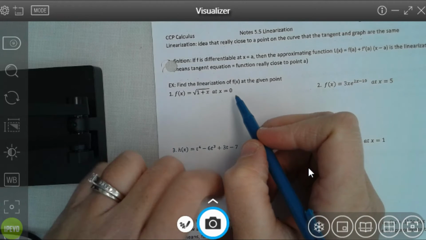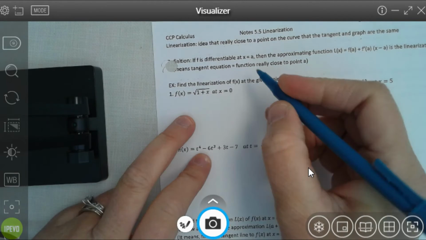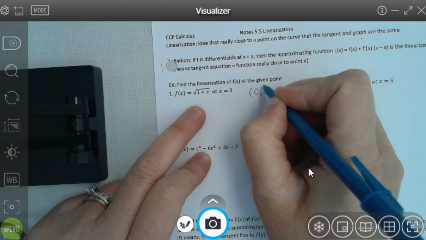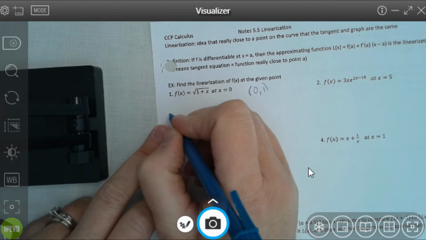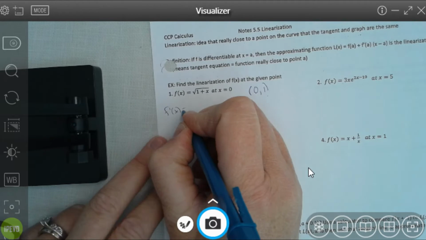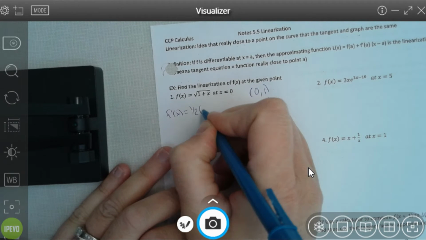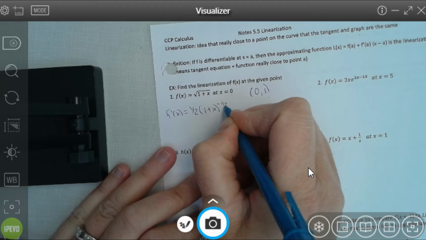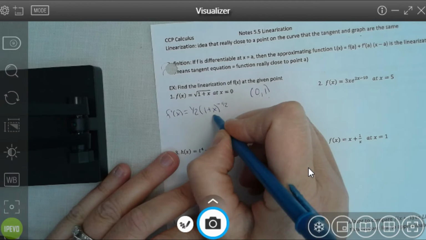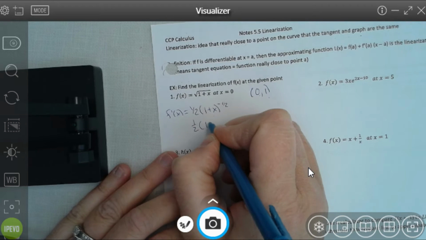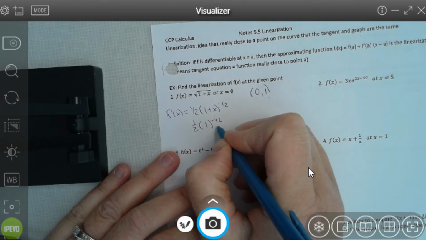So we need a point first. I'm going to plug 0 into my equation right here. So my point is (0, 1), because the square root of 1 is 1. So there's my point. And now I need a slope. You get a slope by taking a derivative and plugging in 0. So bring down your power, subtract 1. The derivative of the inside is just 1, so I don't need to worry about it. Plug in your 0 to here. I get 1/2.